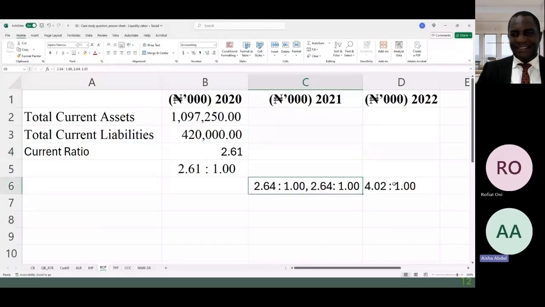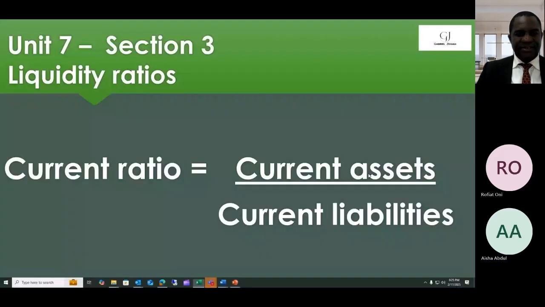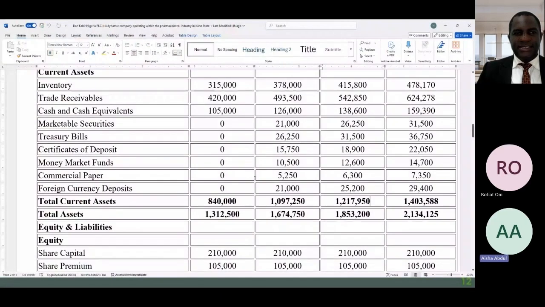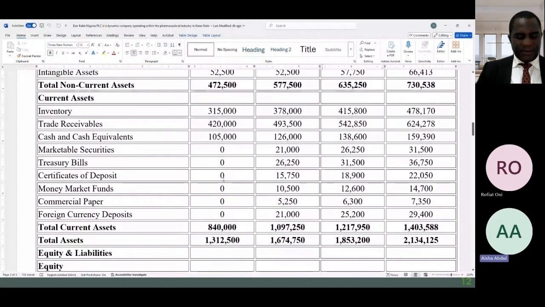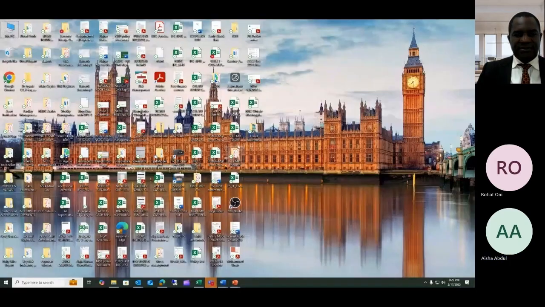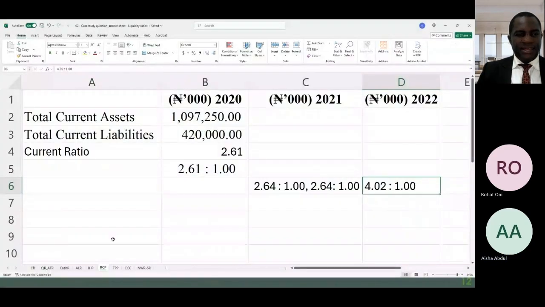So is it done, Kabir? Yes, it's done. So we are working on our liquidity ratio. Yes, it's the same. I'll pass. Okay, that's fine.